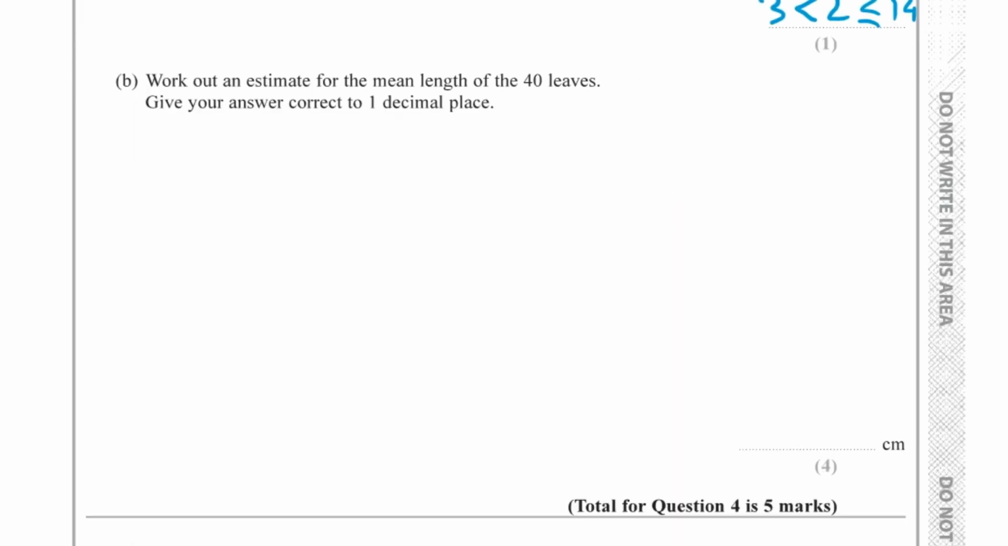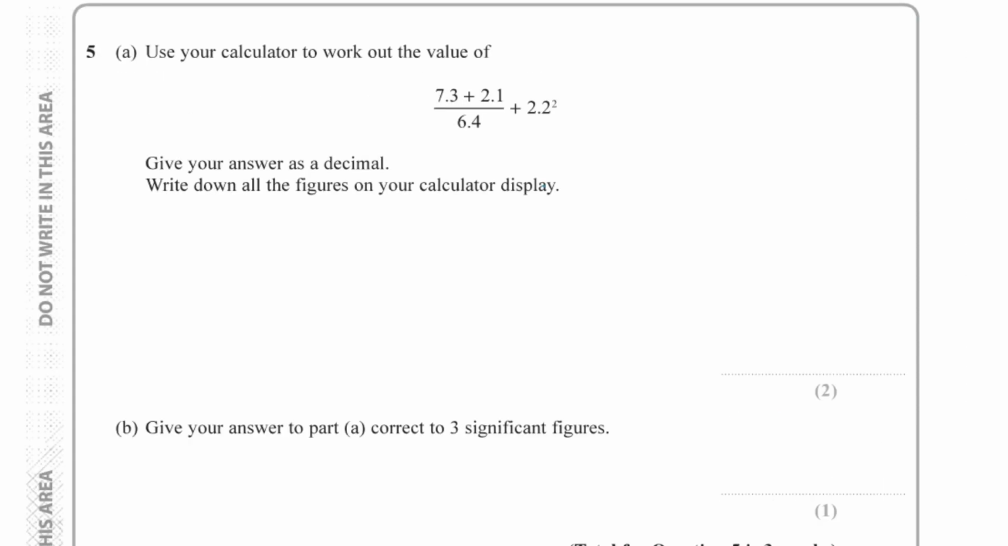Now 2.825 needs to be rounded to 1 decimal place, so 2.8 should be a good estimate then. For my next section, I need to add these numbers together and perform that division and add 2.2 squared. So 7.3 plus 2.1, that is going to be 9.4. So I can do this without using my calculator, although you can absolutely do that. And 2.2 squared with or without a calculator is 4.84.